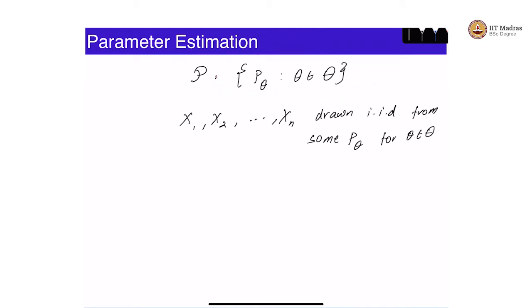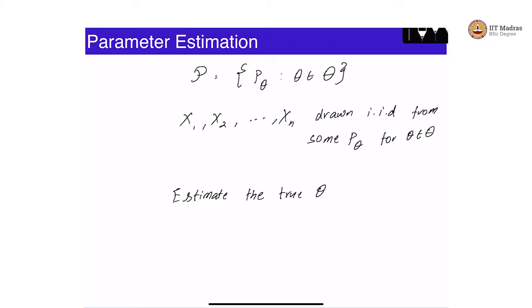The goal is to use this data and find out what is the best theta, right? So you use this to estimate the true theta. Theta represents the parameter, and from data can you estimate the true parameter theta. So that's the parameter estimation setting. How do you estimate the parameter of the distribution from some finite amount of data?